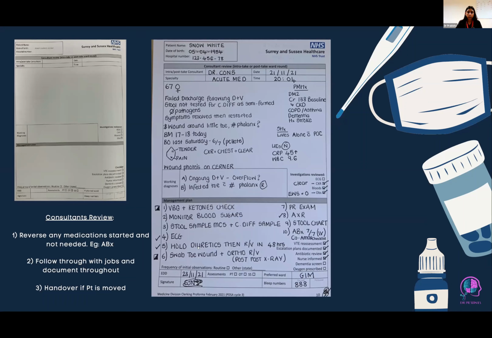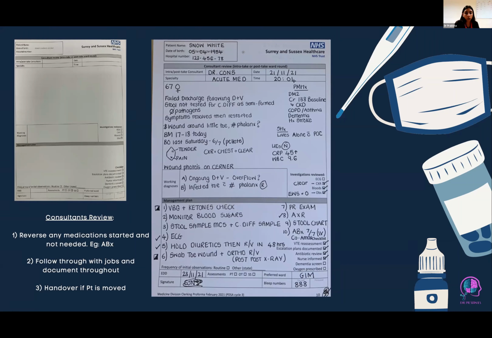So this is the plan that the consultant makes. They want me to do a VBG, we want to check her ketones, her lactate is really important as well, and her pH, especially with diabetes. We want to monitor her blood sugars, do the stool sample and C. diff sample, do an ECG because that hasn't been done yet. Every patient should have an ECG. They've also said hold the diuretics and then review in 48 hours, hopefully she stops vomiting.